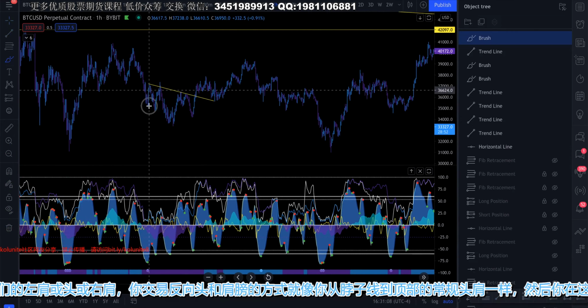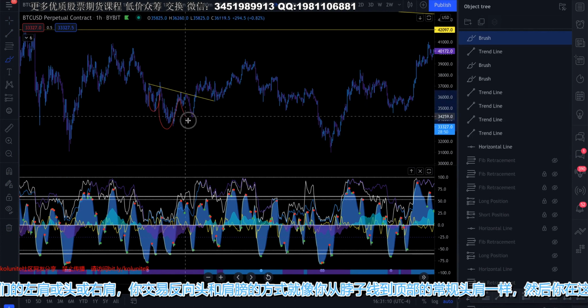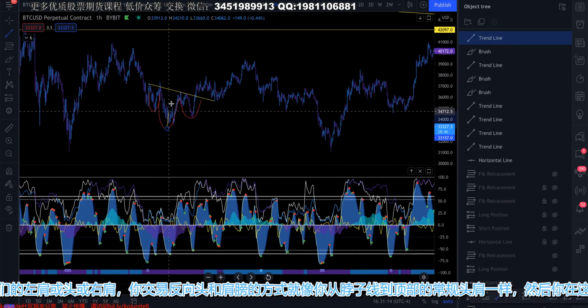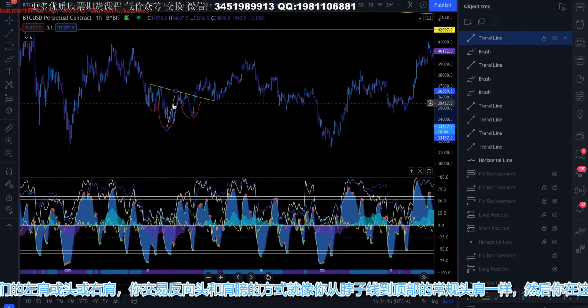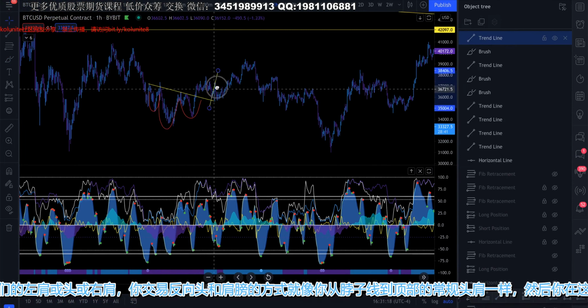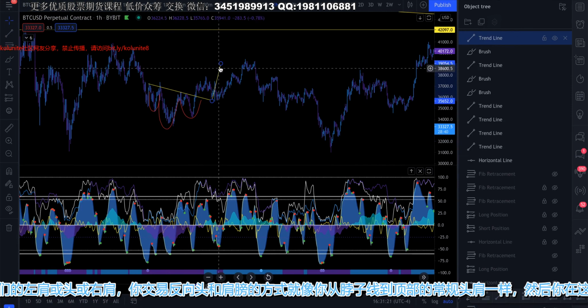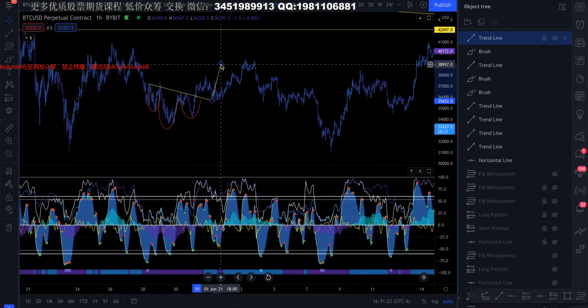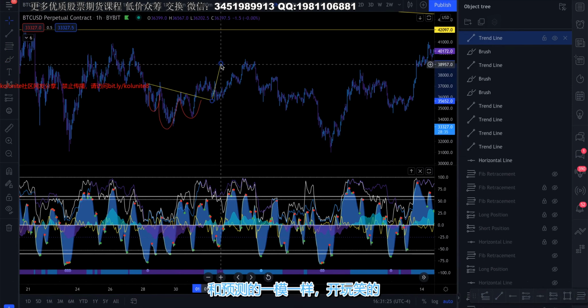Right? We've got our left shoulder, our head, our right shoulder, and the way you trade an inverse head and shoulders is just the same as you would a regular head and shoulders, from the neckline to the top, and then you set your take profit up here, and we hit it pretty much perfectly, exactly as predicted, right? Just kidding.